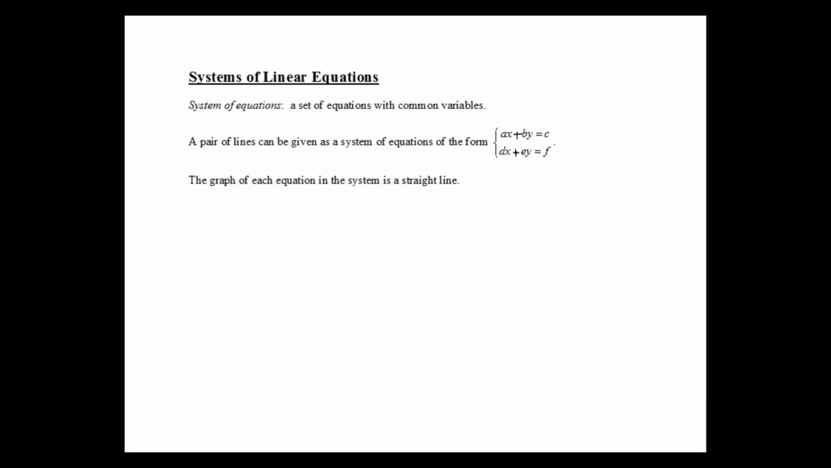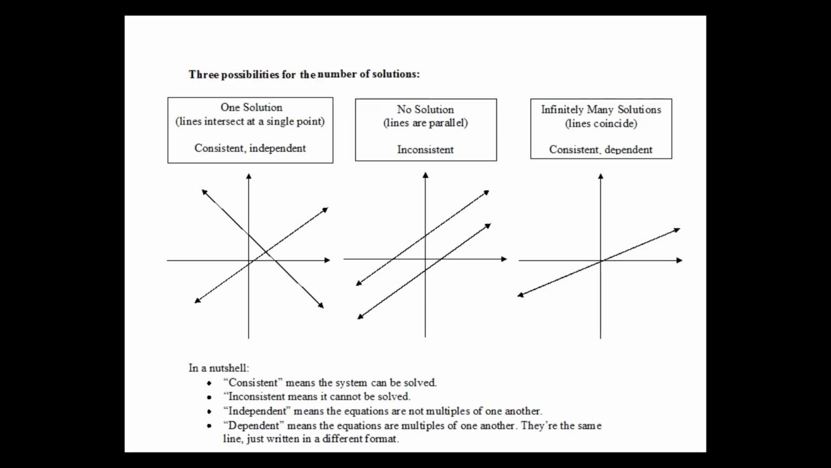A solution to a system of equations is a set of values for the variables, in this case two variables, x and y, that make all of the equations true. There are three scenarios that can happen when we talk about a system of two linear equations and two variables. We can have one solution, in which case the lines intersect at a single point.